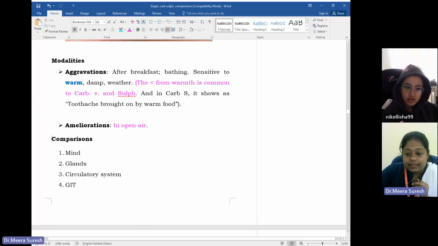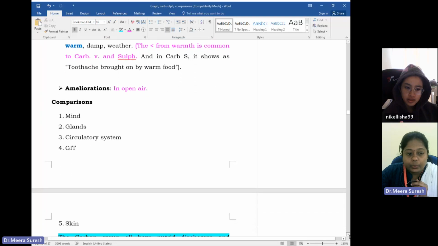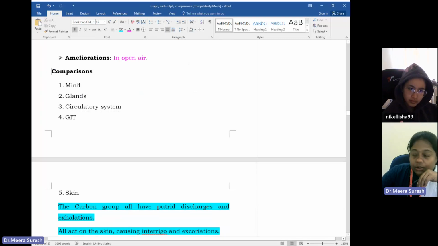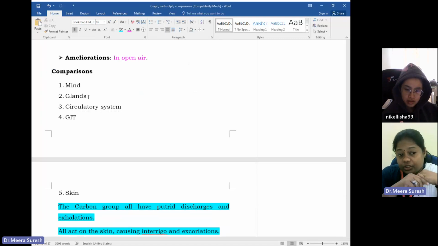Then comparisons. These are the spheres where we have to compare all these five remedies: carbo veg, carbo animalis, Baryta carb, graphitis, and carbonium sulfuratum. So we have mind. Some of the remedies are there in all, but not all the conditions. Like mind, I'm going to compare all the remedies. Glance also, because of that carb presence, we have actions of almost all the remedies in glance.